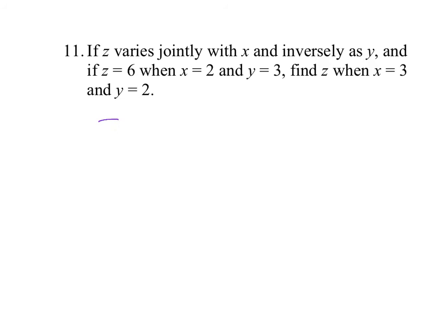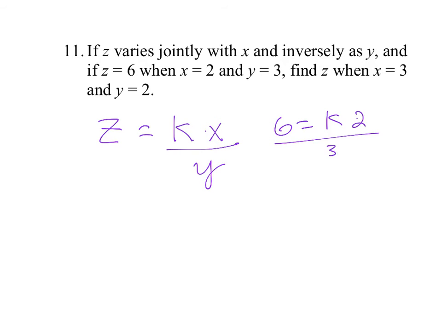So if z varies jointly with x, oops, I forgot the k. K should have been in the first. Okay. As soon as you see the word varies, you should write your k. So z equals k, varies jointly with x and inversely with y. Okay. So z is 6 when x is 2 and y is 3. Oops. Sorry, that should only go that far.